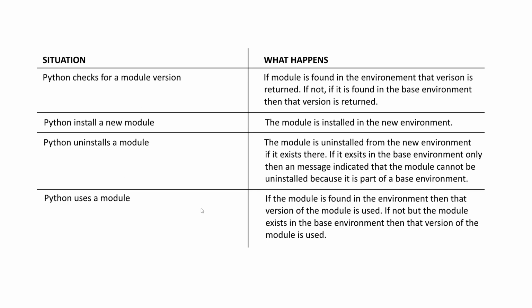And then using a module is the same thing as looking for the version. So again, Python will look through modules in the current environment first. If they're found there, that's the version it uses, regardless of whether or not it exists in the base environment. If it does not exist in the active environment, then it will go to the base environment. If it exists there, it'll use that version. If it doesn't exist there, then it's going to return back the fact that that module is not installed. Okay, so that works great. So how do we actually make use of this?